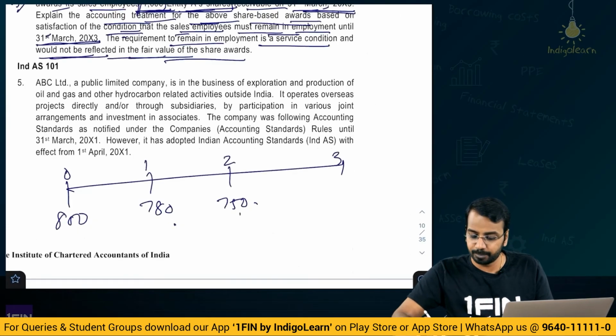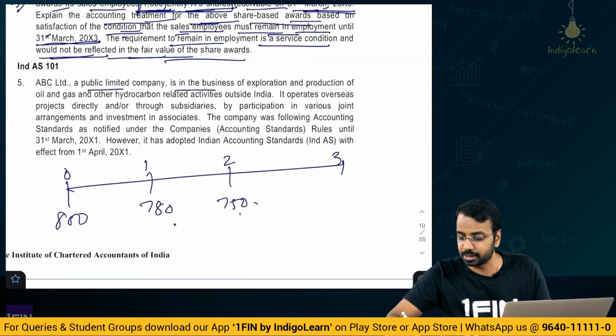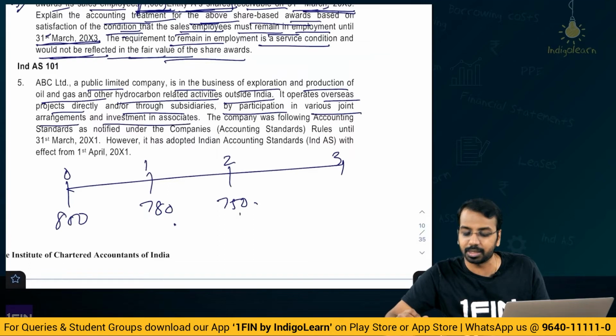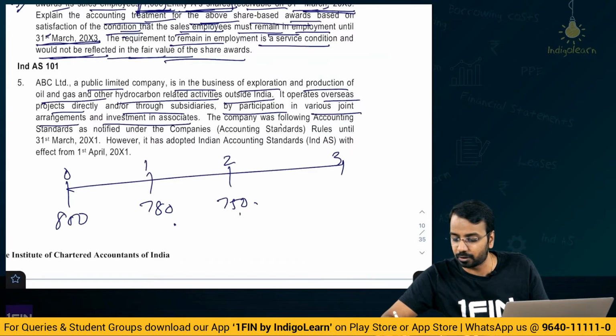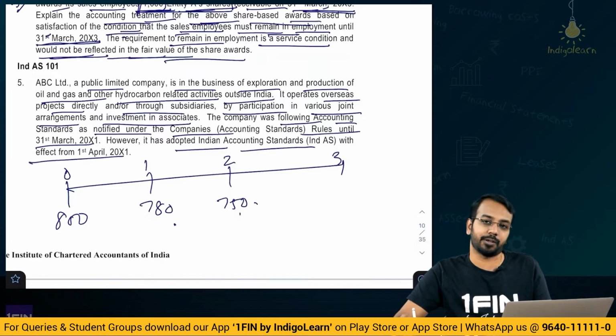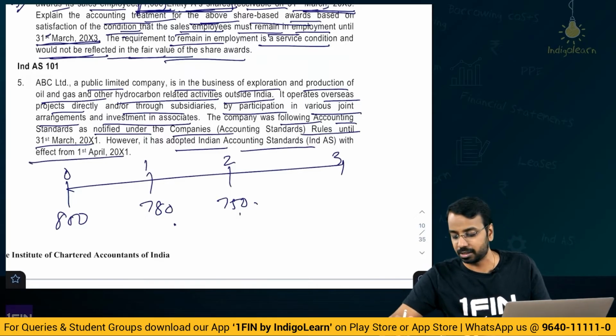Ind AS 101. ABC Limited, a public limited company, is in the business of exploration and production of oil and gas and other hydrocarbon related activities outside India. It operates overseas projects directly and or through subsidiaries by participation in various joint arrangements and investment in associates. The company was following accounting standards as notified under the company's accounting standard rules until 31st March. However, it has adopted Ind AS with effect from 1st of April. So, earlier they are following AS, now they are following Ind AS.